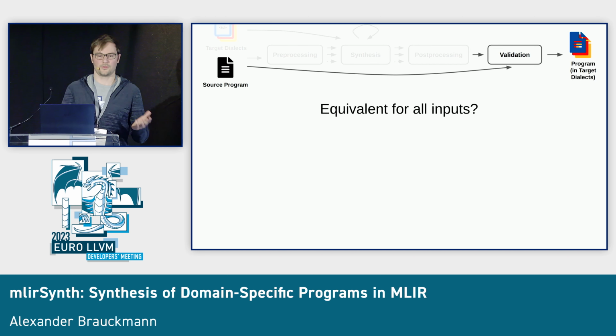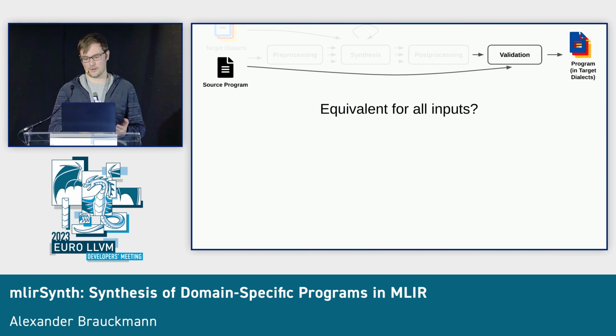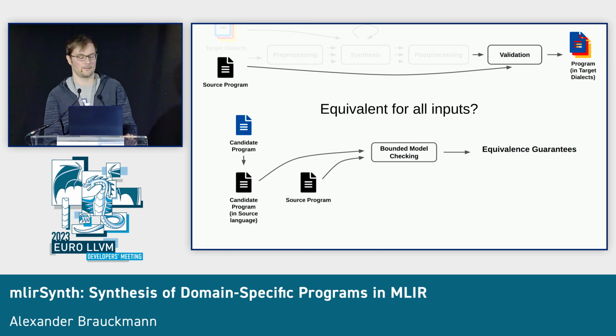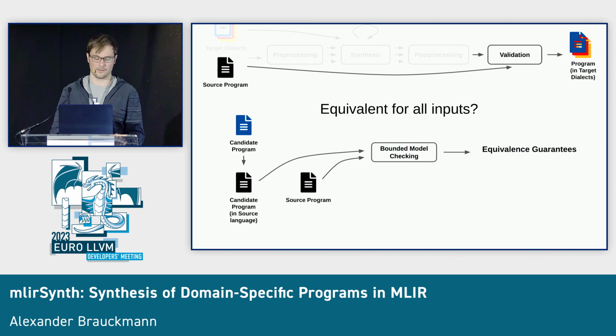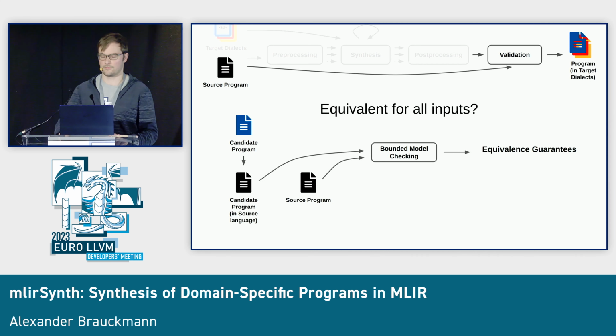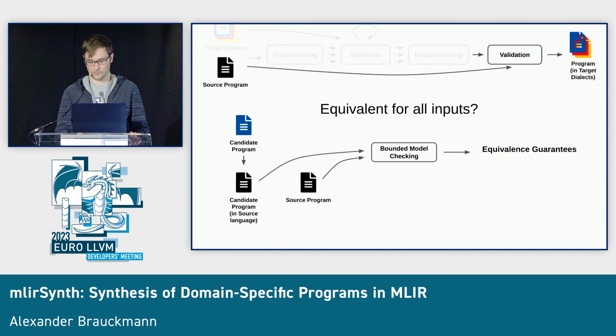So we basically searched using this evaluation technique because it's really, really fast. But we now really want to know if the transformation is valid. So we take the candidate program that we found and lower it to the same language as the source program, C, and also resize it. And then we run a bounded model checker that can give us several equivalence guarantees for all inputs.